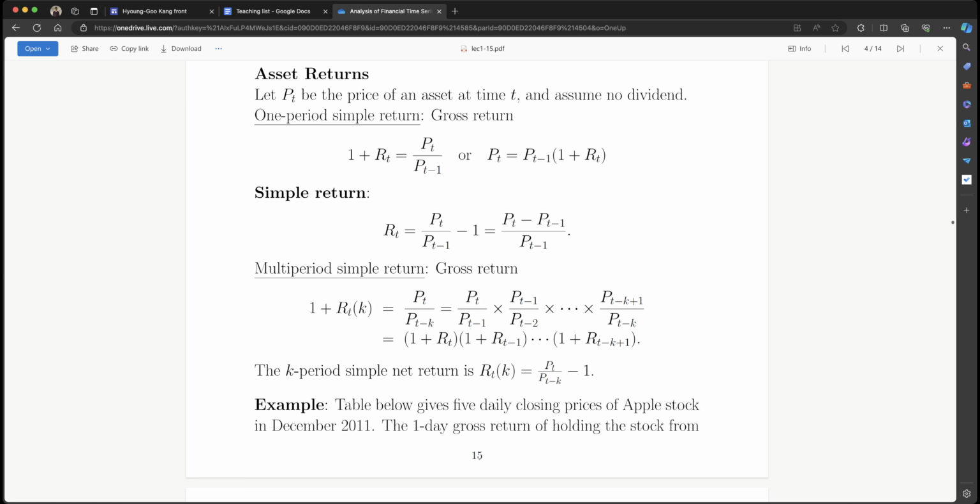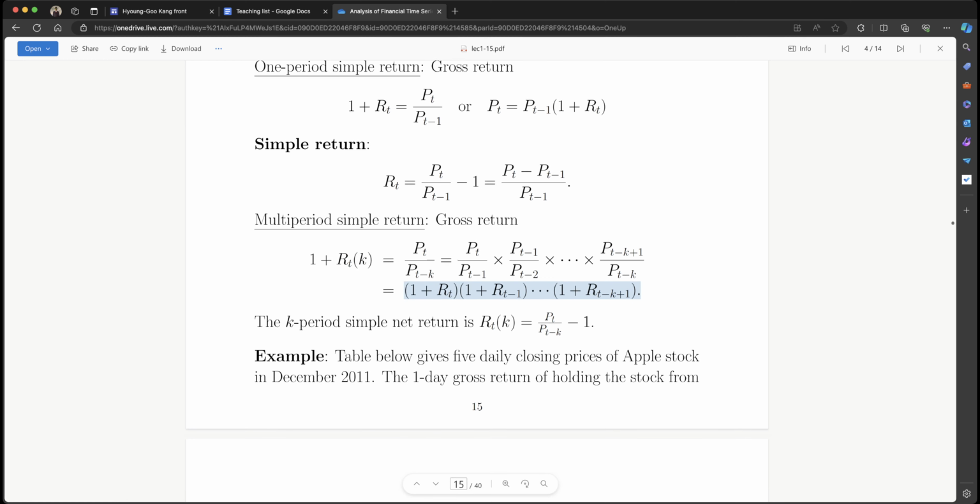So yeah, P_t over P_t minus 1, P_t minus 1 over P_t minus 2. So they cancel out. Then this one is obviously the same as this one. And then we know each piece has this definition like this. So we plug this one over here. Okay, so the k-period multi-period simple return would be expressed like this one, or the k-period simple return is R_t(k), which is P_t over P_t minus k, minus 1.